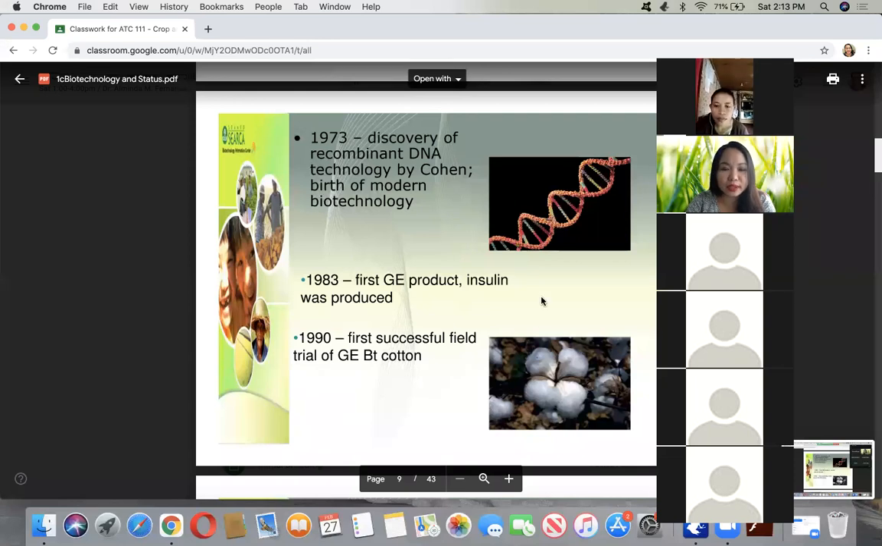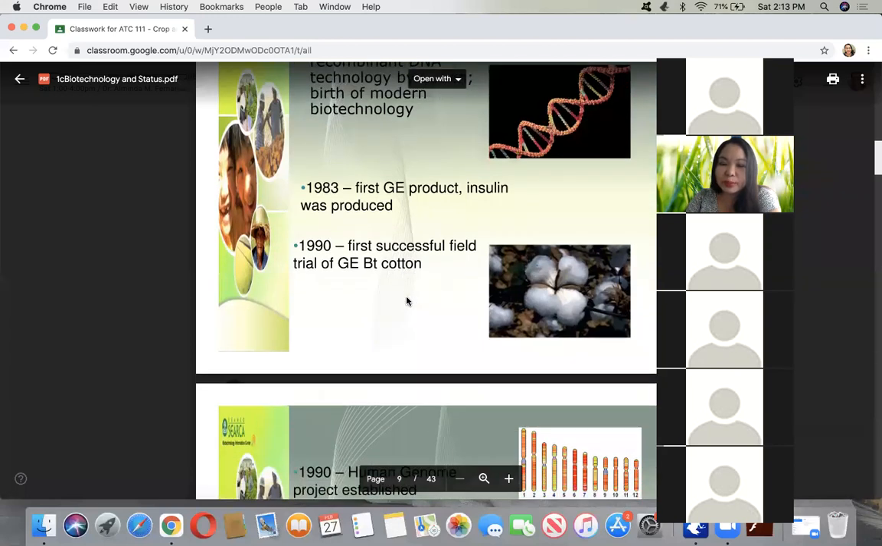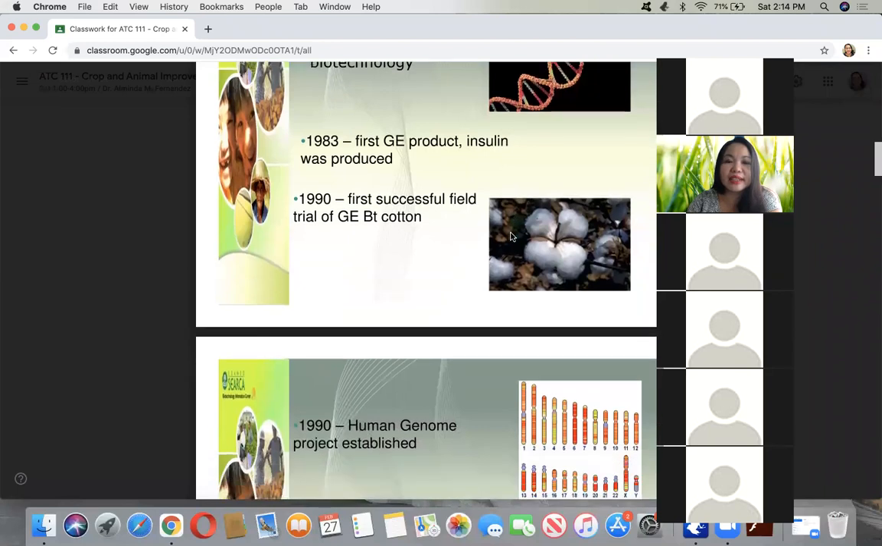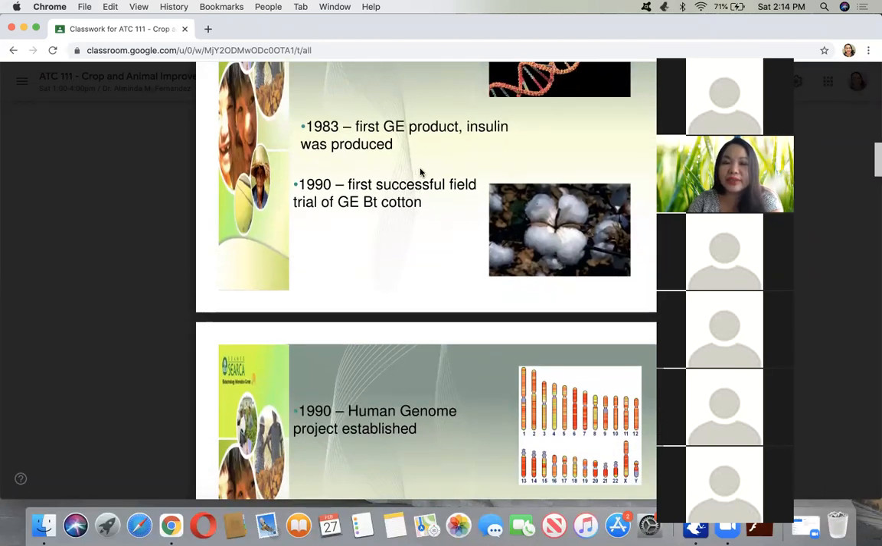Anyway, to continue, in 1983, meron na tayong first genetically engineered product called insulin. And of course, you know what insulin is, di ba? Para saan ang insulin? Diabetes. Control production of sugar in the body. As Reg said, it's used for diabetic persons.